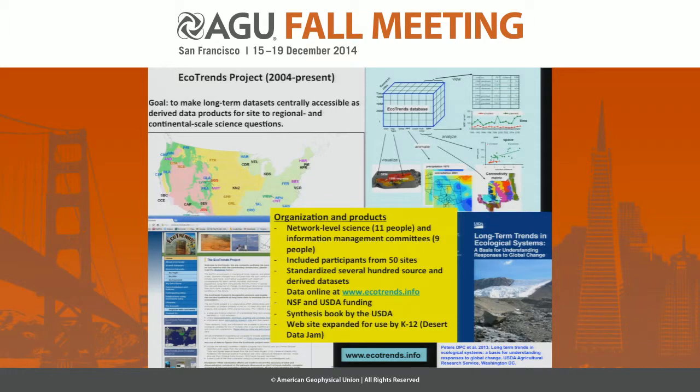To do this, we had two committees. We had a science committee. We also had an information management committee because we wanted to make sure that we captured how the data were collected and how they were managed. We included participants from all 50 sites. We standardized several hundred source and derived data sets. The data are online. The synthesis tools or book was published by the USDA, and the website has now been expanded for use by our K-12 site at the Jornada in their Desert Data Jam. So we've continued to use this site extensively, in particular by our K-12 schoolyard LTER.